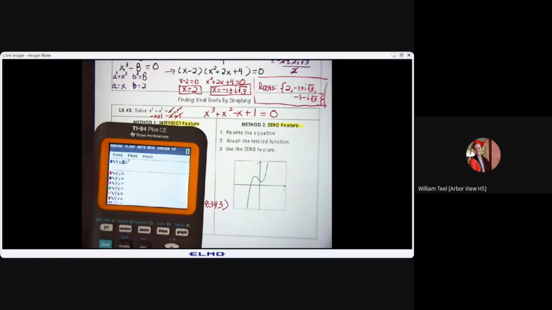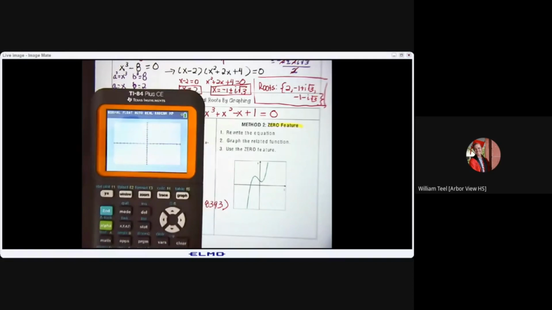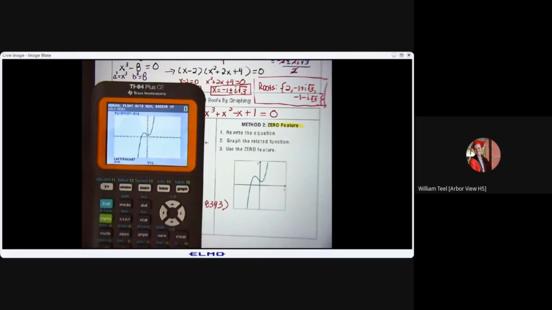So now I'm going to type that new equation into my calculator. I have x cubed plus x squared minus x plus 1. Now I'm going to click on graph. If I take a look at my graph here, I notice that this is one graph now instead. And since we're looking for the roots of this function, we're essentially looking for where that graph crosses the x-axis. So I'm going to click on second trace, and this time I'm going to go down to number 2, zero.